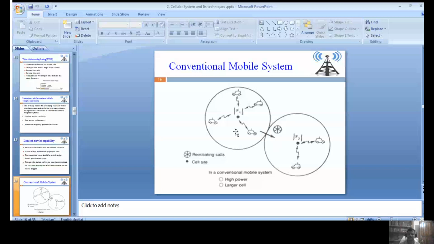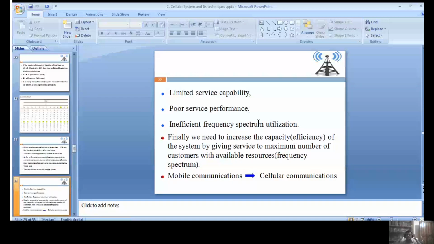We already discussed these city problems. To overcome them, mobile communication changes into cellular communication. The cellular concept is nothing but replacing a single high power transmitter with low power transmitters, that is, large cells with small cells.